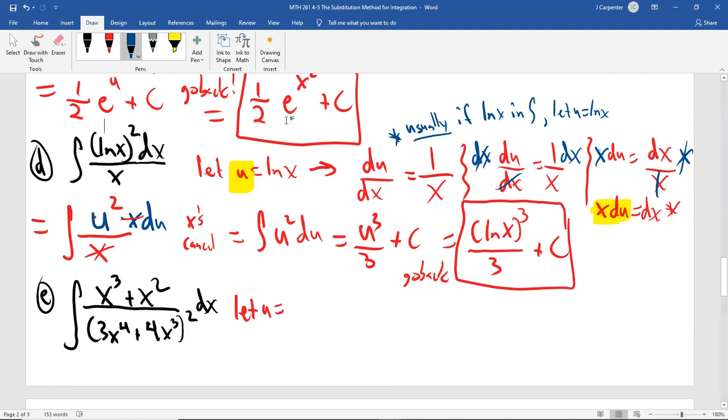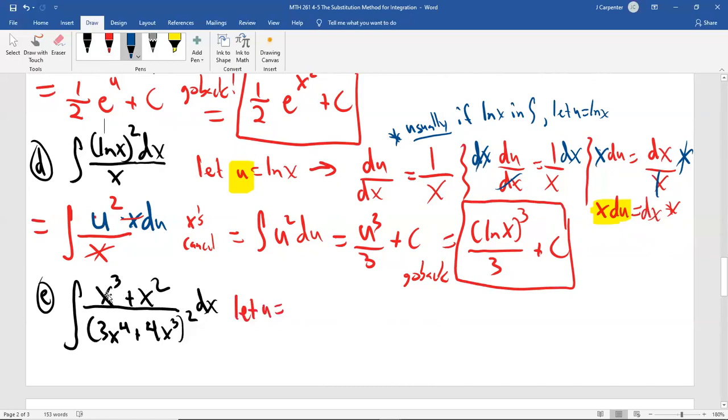The reason being, when you do it that way, the derivative is going to be 1 over x, which means the dx will be x du, and then it can cancel with an x that's in the bottom. Now, the natural log could have been in the bottom as well, but you still needed that x in the bottom to cancel in the dx factor.